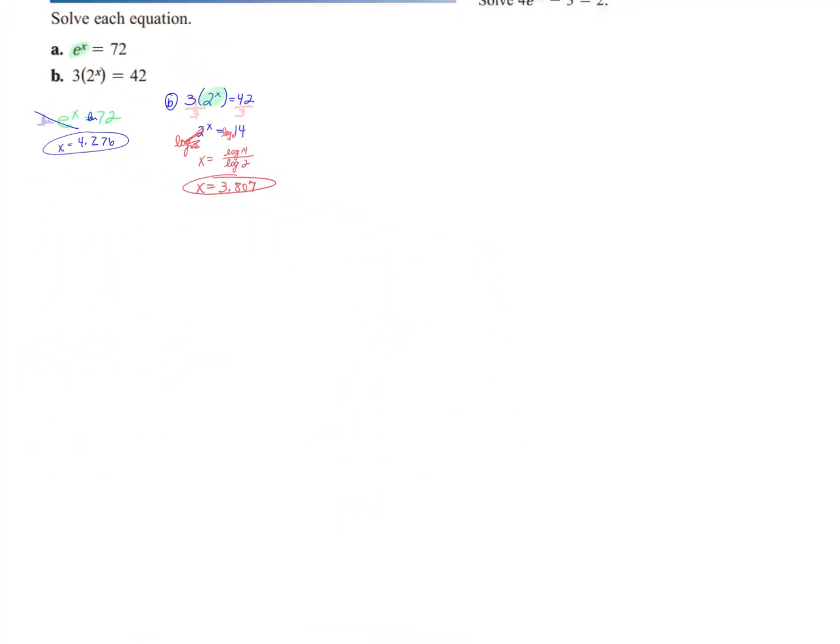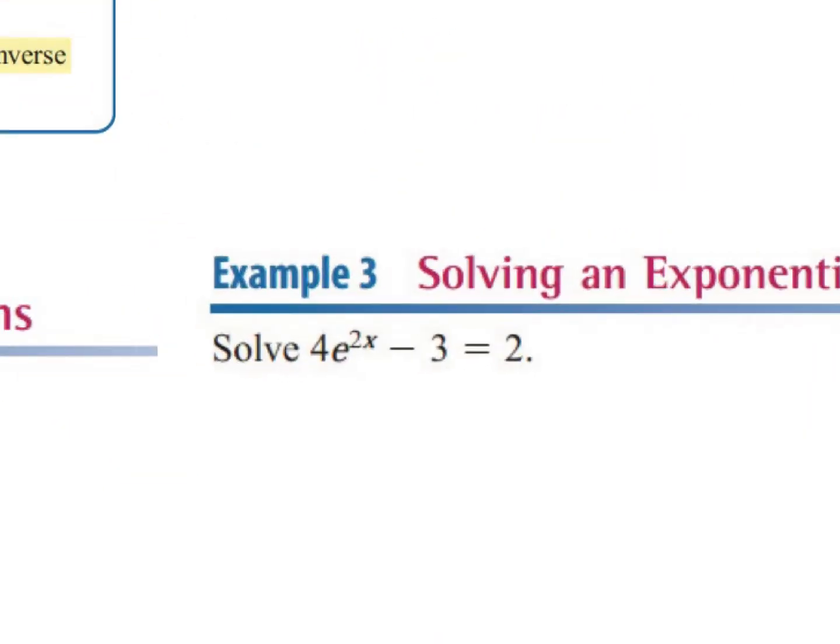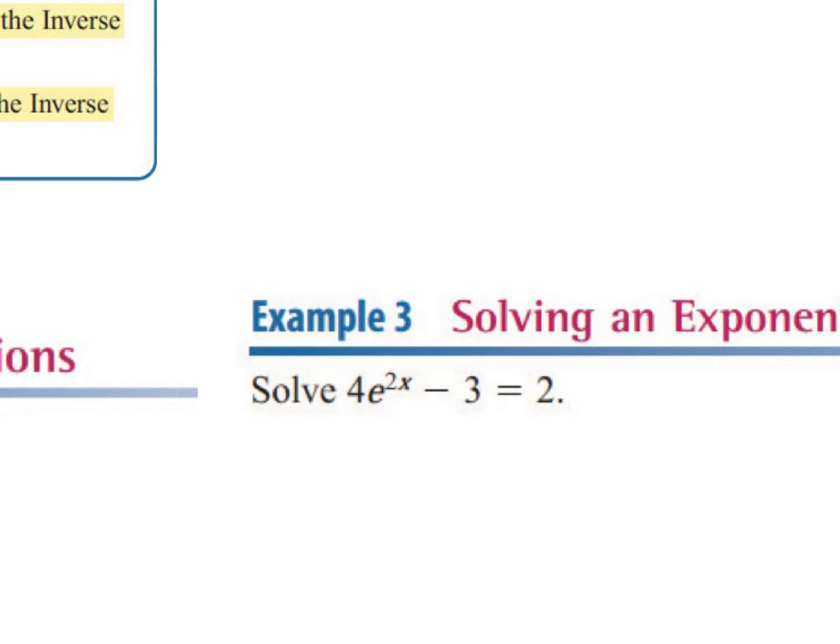All right, let's look at the next one. Do we have any more on this page or no? Nope, okay. Oh, yeah, we do. All right. Guys, this is an equation. This is a normal equation that we've seen 100,000 times. First thing we do is isolate our function, right? I have an e to the 2x.